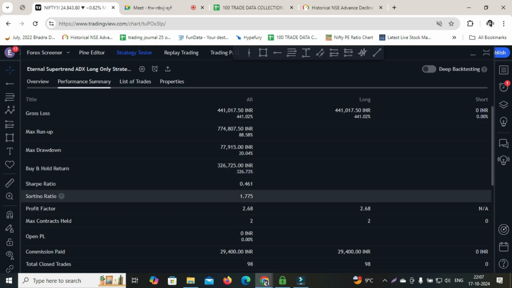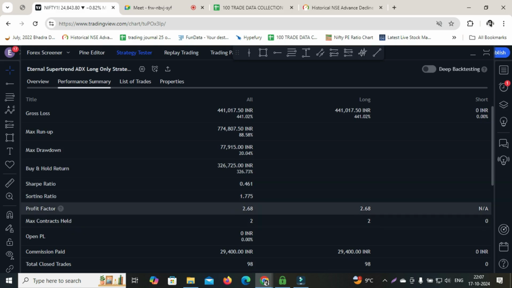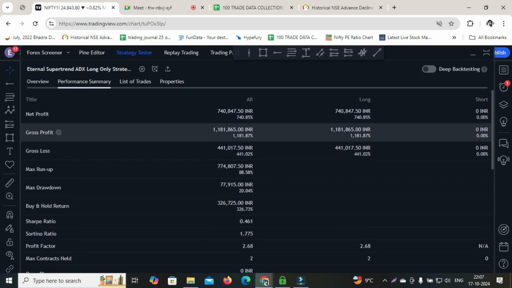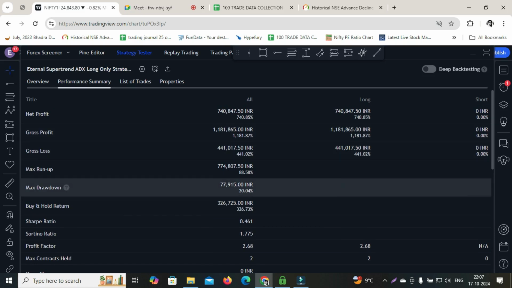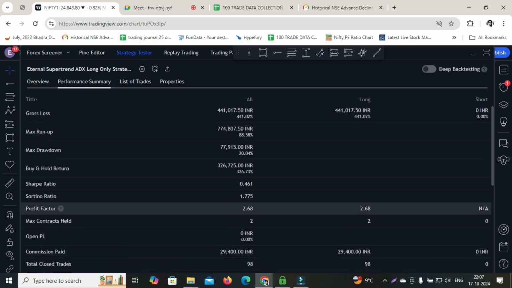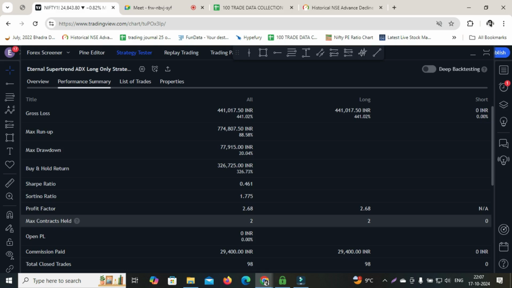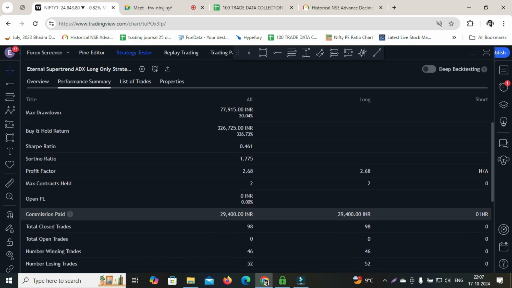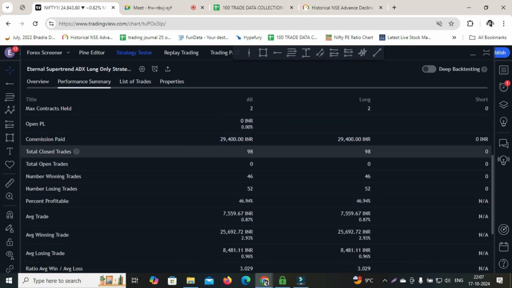The Sharpe ratio and Sortino ratio, you can read about them. They are risk-reward ratios. Profit factor is 2.68, that is, total loss was 4.4 and profit was 11.8. 11.8 divided by 4.4 gives a profit factor of 2.68. Contracts held were consistently 2 contracts, and commission paid was 29,400, paid to the broker and government.